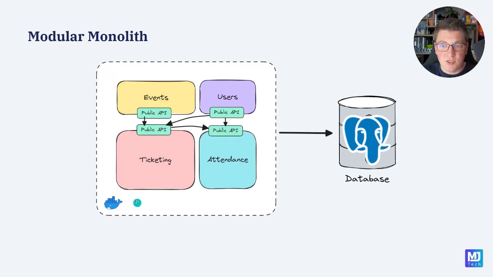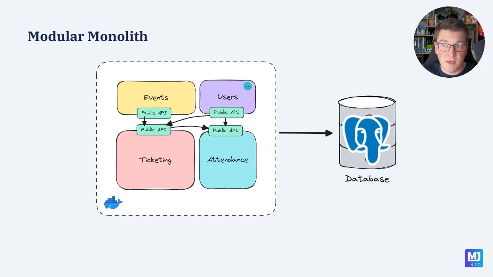So we have just a single deployment unit, in this example a Docker container containing the entire application. But the important distinction is that we have clearly defined modules that contain many use cases inside. So for example, here we have an events module that could contain use cases pertaining to events, ticket types, maybe event categories. And when I say events in this context, I mean something like a concert or a movie or a theater show, something like that.